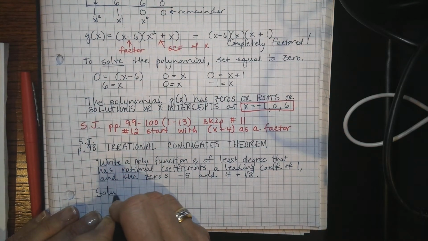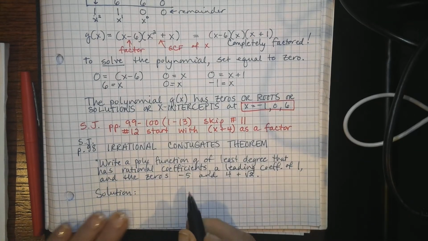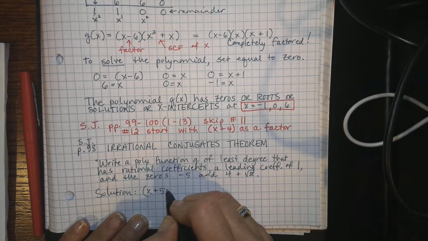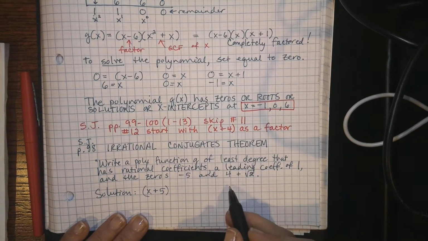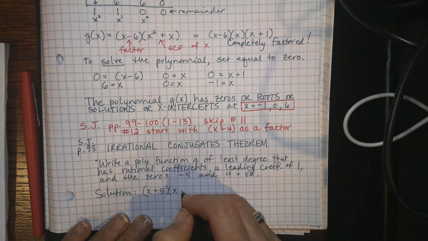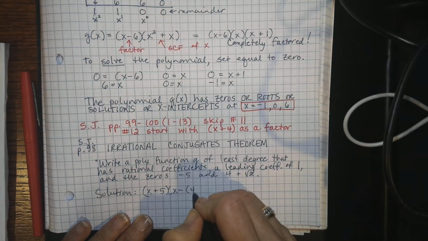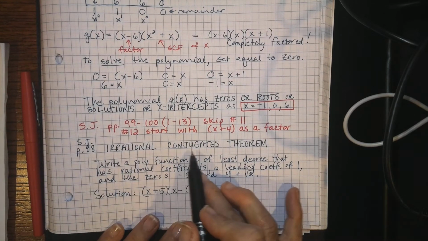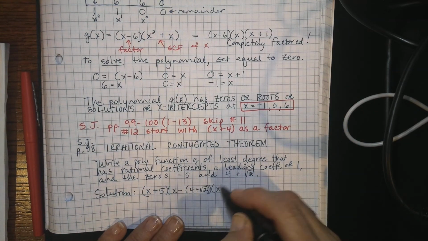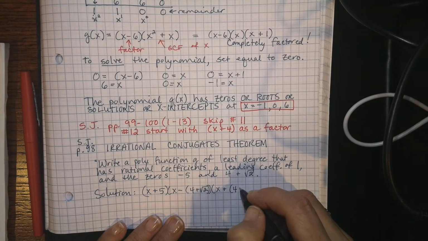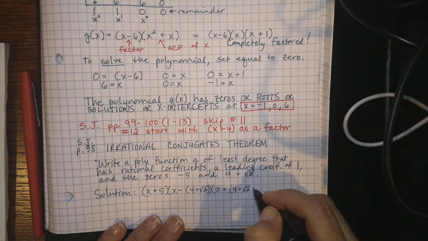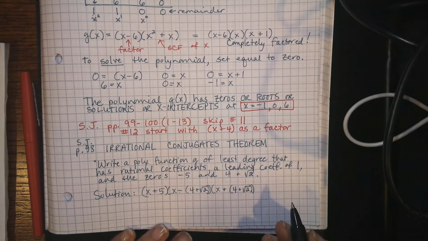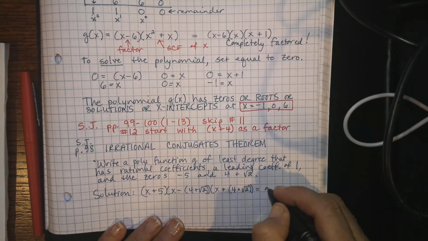Which would mean, here's your solution. This right here will give you x plus 5 as a factor, because it's x minus a. But then this one will give you x minus 4 plus root 2 as a factor, and the Irrational Conjugates Theorem will also give you x plus 4 plus root 2. So what you need is that minus and that plus with the irrational. And that, of course, is equal to g of x.